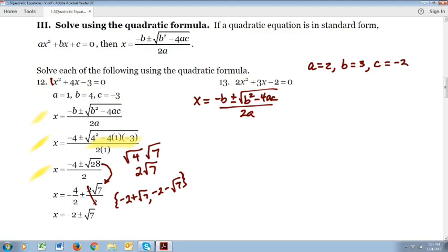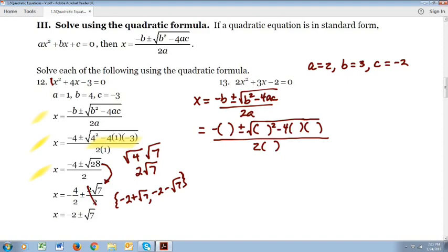So I'm going to go ahead and make a shell. Wherever you see a variable, now there's parentheses. And let's go ahead and plug in our a, b, and c. So I plugged in 3 for b, and 2 for a, and negative 2 for c. Again, you've got to make sure you're getting these in the right place. So we have negative 3 plus or minus. Now let's look inside here. So we're going to simplify what's under the radical there.